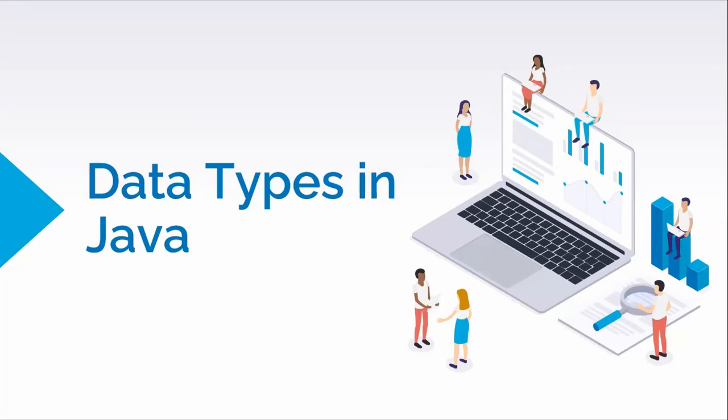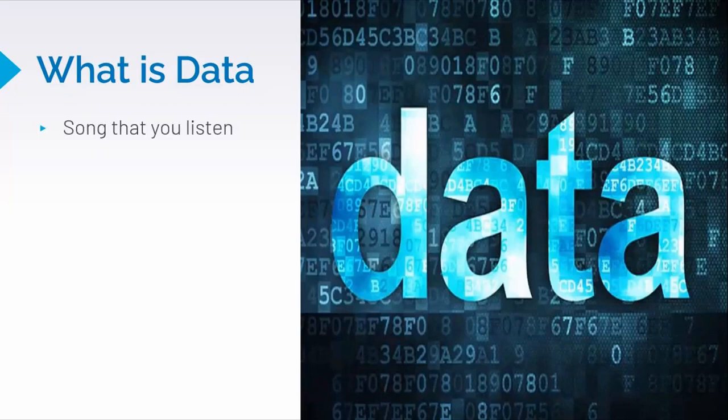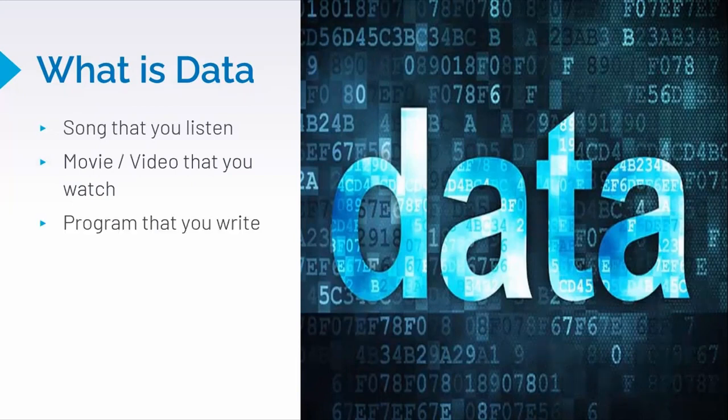Let us look at data types in Java. Now, before we get into data types in Java, let us understand what we mean by data. So what exactly is data? Data is any sound that you are listening to online. Data could be a movie or a video that you are watching. Data is any program that you write.